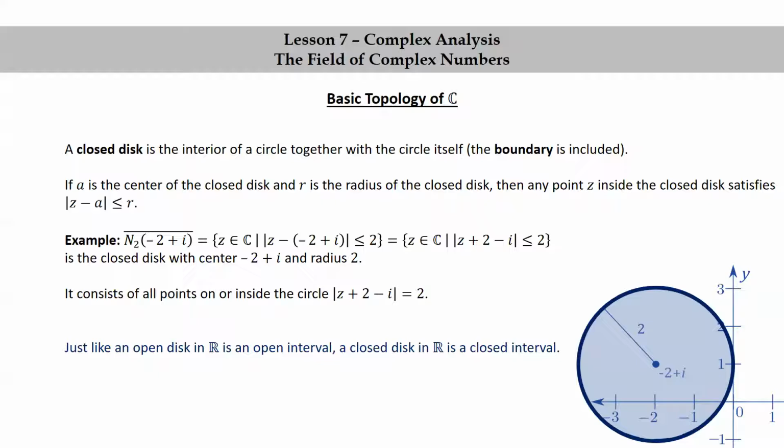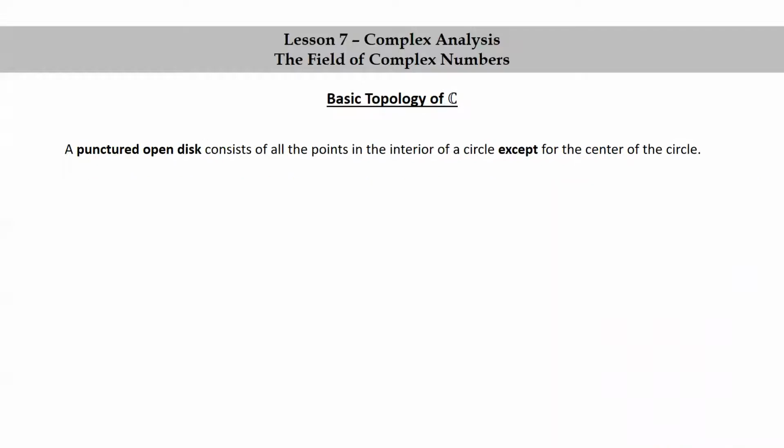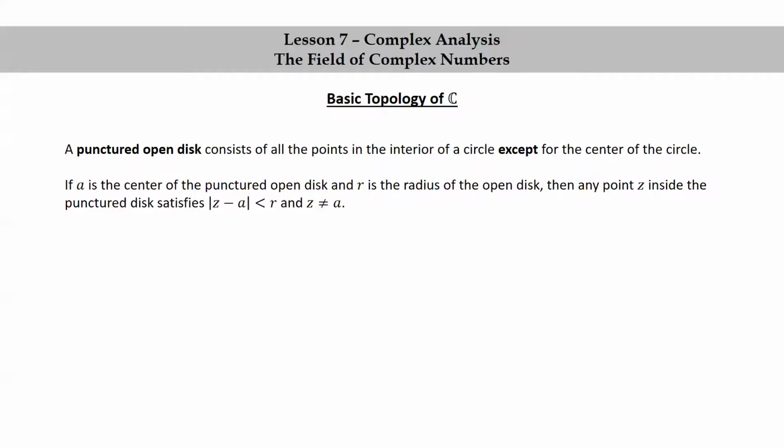Just like an open disk in R is an open interval, a closed disk in R is a closed interval. A punctured open disk consists of all the points in the interior of a circle except for the center of the circle. If A is the center of the punctured open disk and R is the radius of the open disk, then any point Z inside the punctured disk satisfies the distance between Z and A is less than R, and Z is not equal to A.